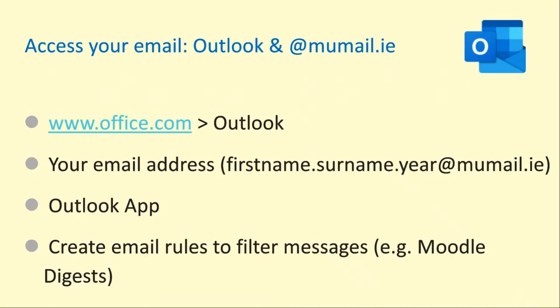So I'll just move on to your Outlook and mumail.ie. That's what I've heard it referred to as, mumail. So in office.com, you just click on the Outlook shortcut. Your email address, as mentioned, will be firstname.surname.year@mumail.ie. That's every student's email address. Staff are @mu.ie, just to differentiate between the both.